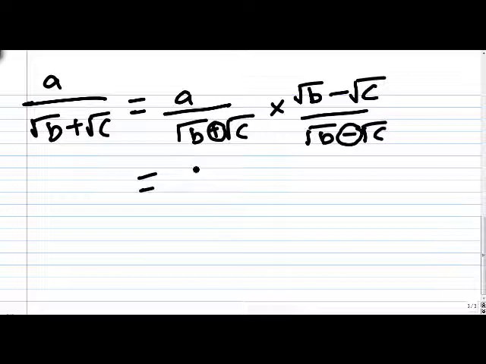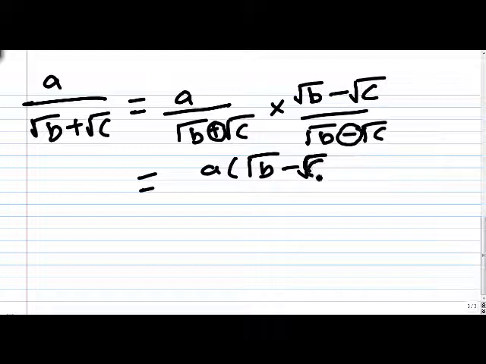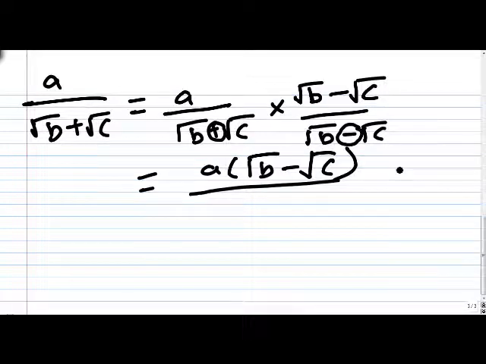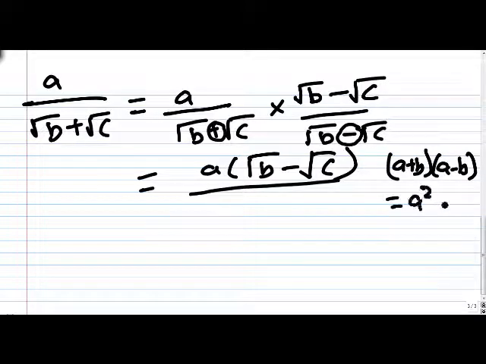And then you get a bracket square root b minus square root c in the numerator. Now, how do you multiply these two denominators here? I wonder if you remember the identity a plus b times a minus b is equal to a squared minus b squared. Can you see this resembles a plus b times a minus b? It's actually in this form.